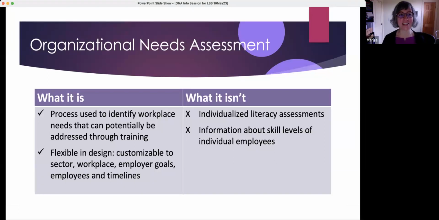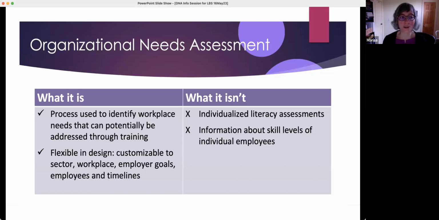It's really a process that's used to gather information and inform recommendations for employers. It is flexible in design, so it can be customized to the situation, right? So to the sector, the workplace, the employer's goals, the employees that the employer has, as well as timelines. And this is something we will talk a lot about when it comes time to get into the nitty gritty of how to do an organizational needs assessment.